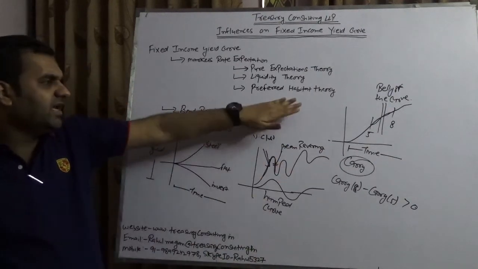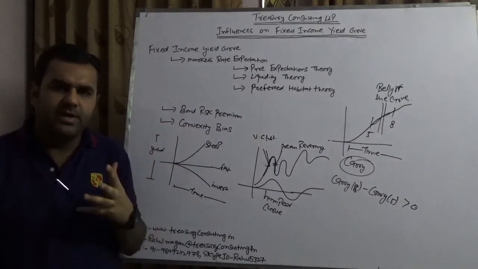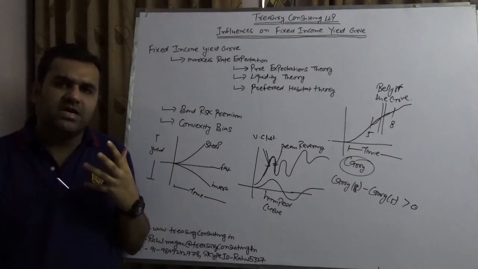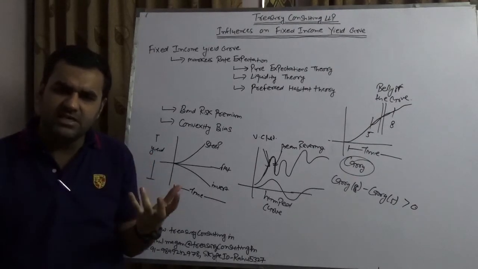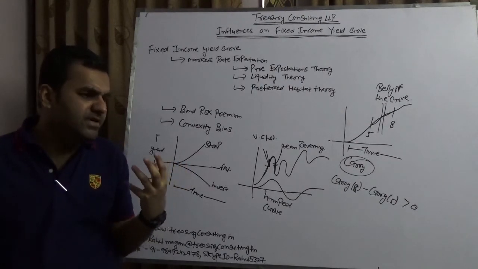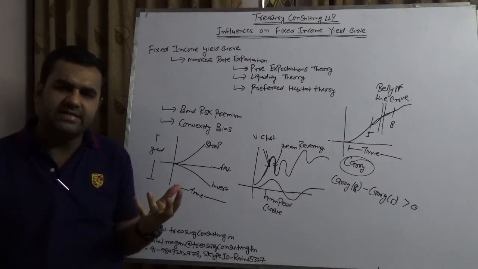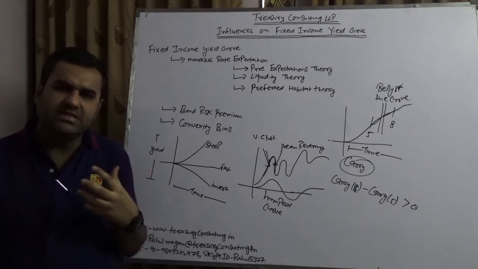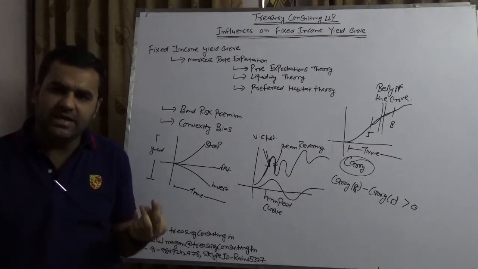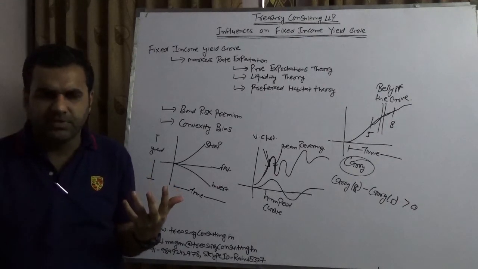Third is the preferred habitat theory. Everybody has a habitat. Habitat in the sense that there are people who want to be in a safe category. Some are risk averse. People like me are risky. So you always want to be in a preferred habitat. And if we compare preferred habitat with time, we can say that people want to be in the 3-year category, the 5-year category, the 10-year category, and so on and so forth. This is all about preferred habitat theory, right?